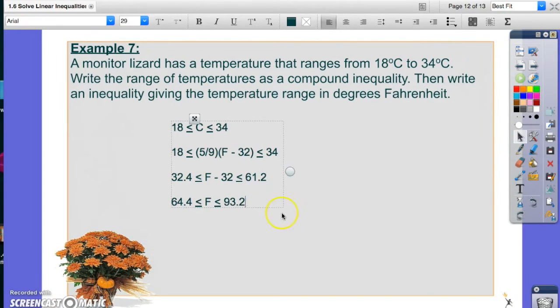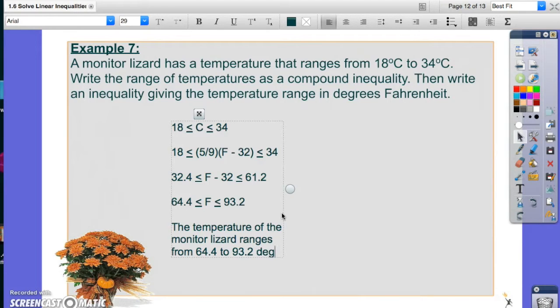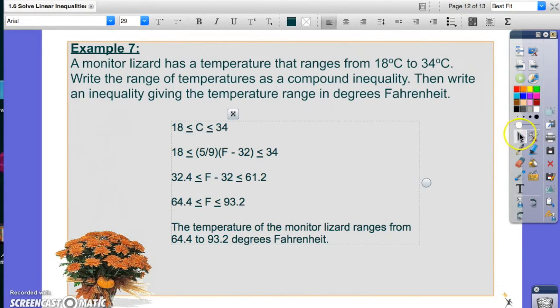So the final answer, I'm going to write a sentence here. The temperature of the monitor lizard ranges from 64.4 to 93.2 degrees Fahrenheit. I'll make that a little bit bigger there. All right, so there's your answer.